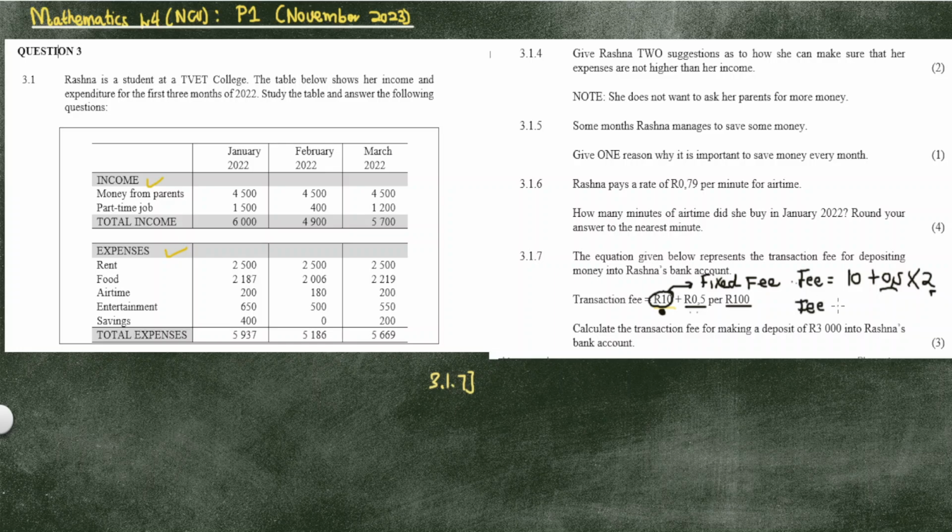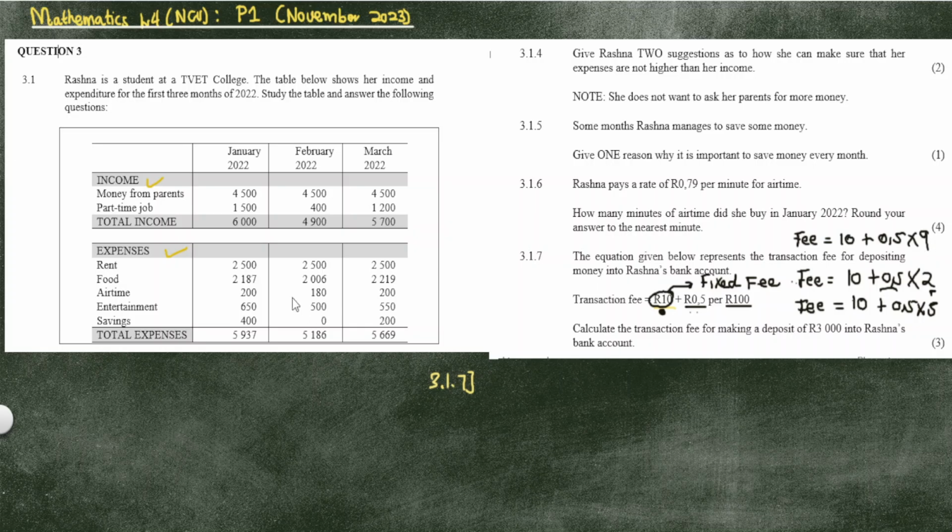Say you were taking out 500 rand. The fee is also 10 rand plus 0.5 per 100 rand. How many 100 rands do we have in 500? It's 5. So 0.5 times 5. Another example would be a fee that is 10 rand plus, let's say you are taking out 900. It's going to be 0.5 multiplied by 9.